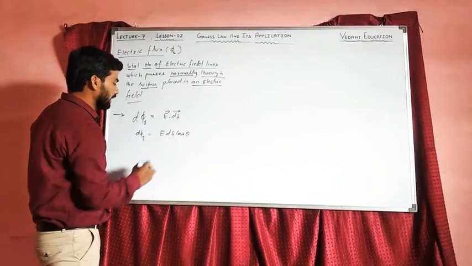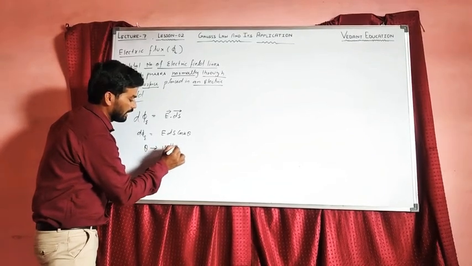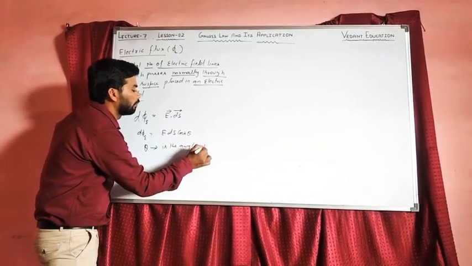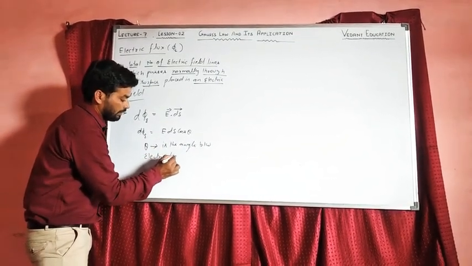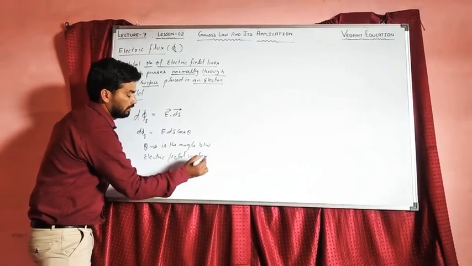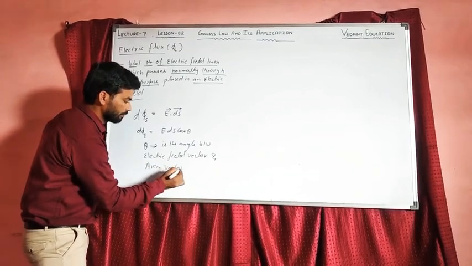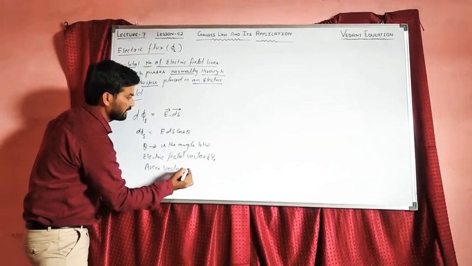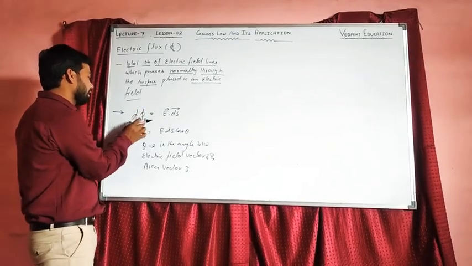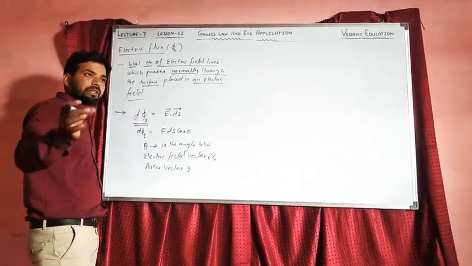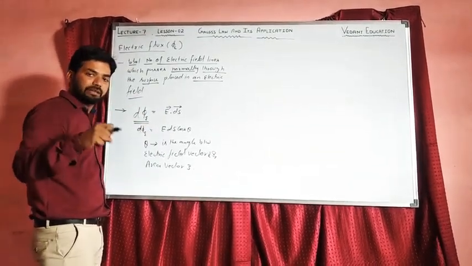What is theta? Theta is the angle between the electric field vector E and the area vector ds. This is the electric flux linked to a small surface area. Here the term d phi E represents the small electric flux.